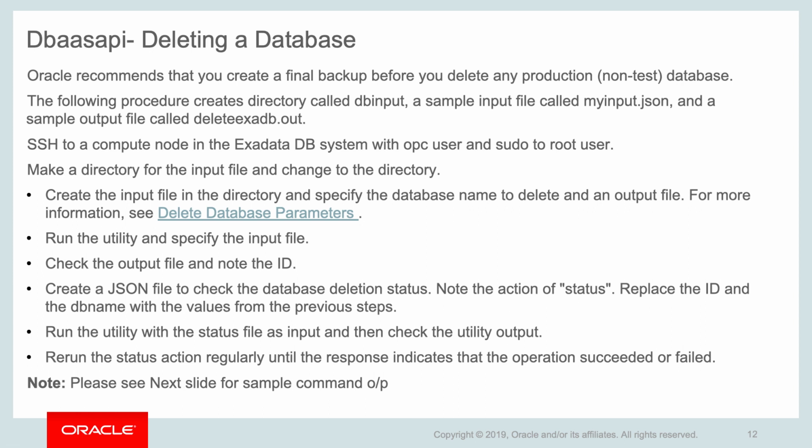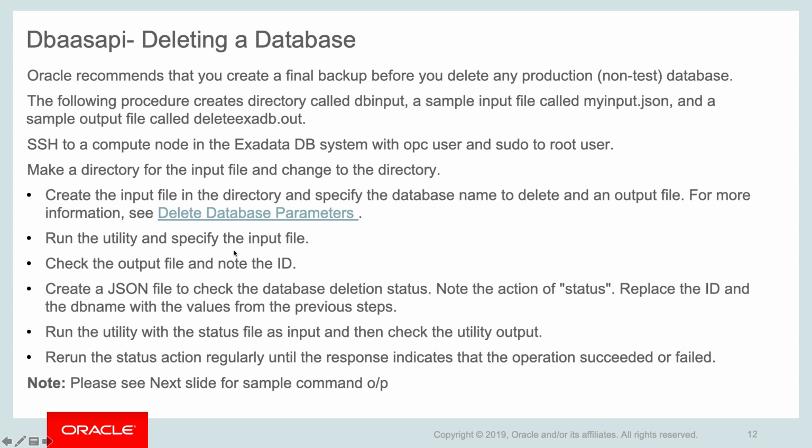Normally Oracle recommends that you create a final backup before any delete operation for any production databases. These commands also take an input file as well as an output file. I will be creating my input.json file and a simple output file like delete Exa, for example, which I created earlier. In order to do that, log in to your Exadata system as the root user, create the directories, run the utility, and specify the input file.